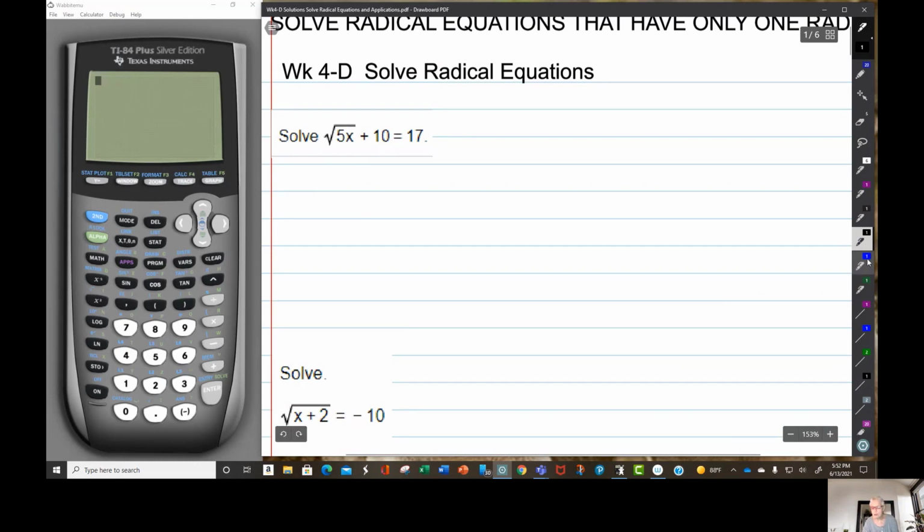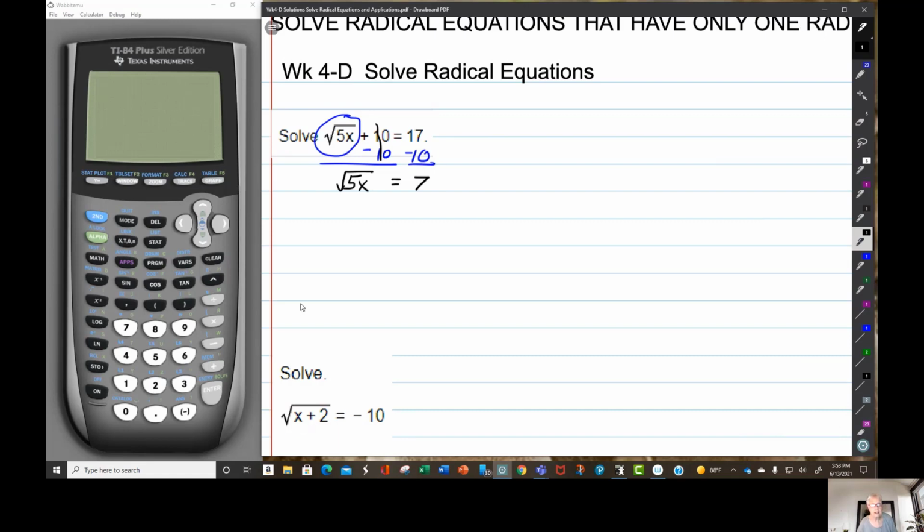And what I want to do is isolate that square root term. So that means I'm going to subtract 10 from both sides of the equation so I can get the square root all by itself. 10 minus 10 is 0, so I'm left with the square root of 5x equals 17 minus 10 is 7.